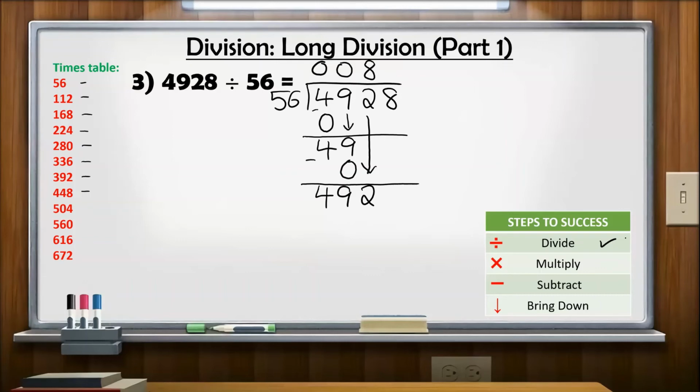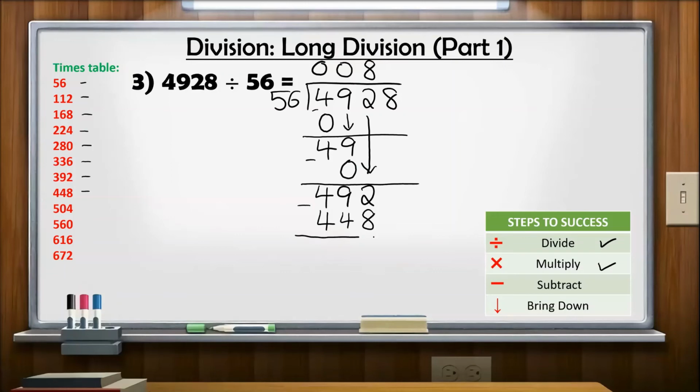The next step I'm going to do is I'm going to multiply. So 8 times 56, and the answer is 448. So I'm going to put my 448 like this, and then move on to my next step, which is to subtract the two numbers.